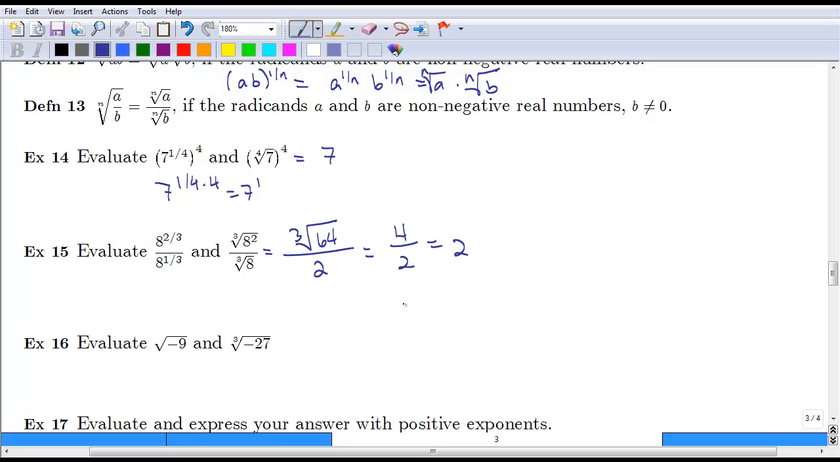Sometimes it's not. So sometimes we like to rewrite this instead as the fractional exponent. In this case, we would have a to the 2/3 divided by a to the 1/3 if we change those radicals to fractional exponents.